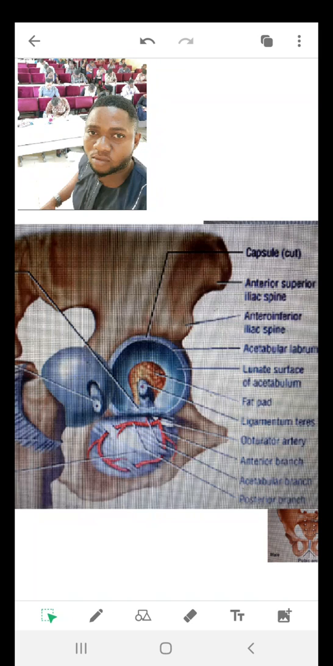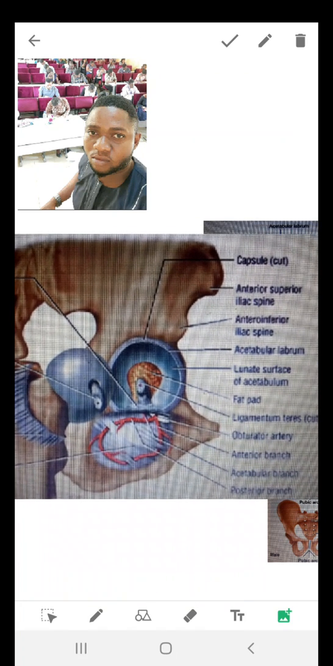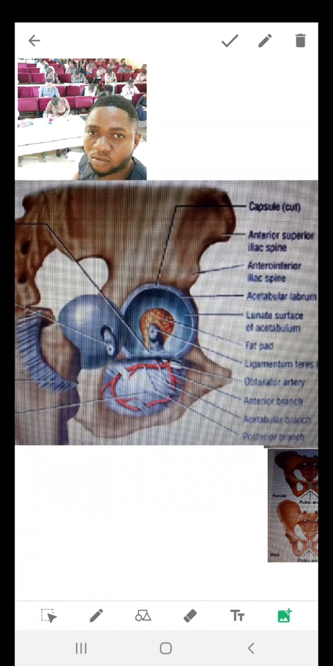Remember the last time we talked about the pelvic bone? I told you that in our next class we're going to be talking about the obturator foramen and the rest of the pelvic bone. Well, in this class, we are going to be talking about the obturator foramen.